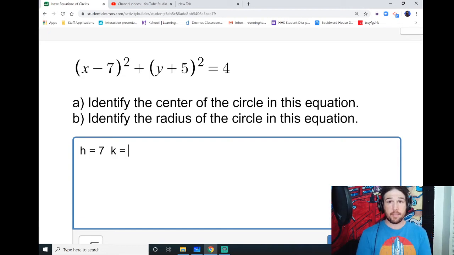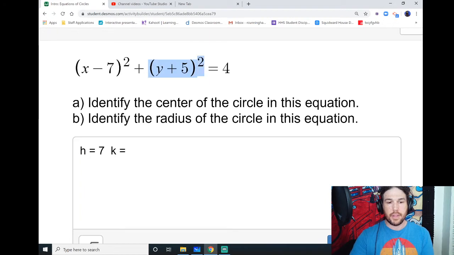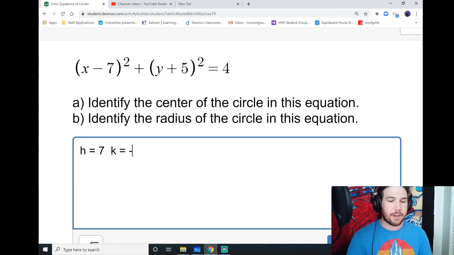How about k? Again, this section here, this little y plus 5 squared, that is y minus k squared. Y minus k. So k has to be negative 5 because y minus negative 5 is the same thing as y plus 5. So k is negative 5.